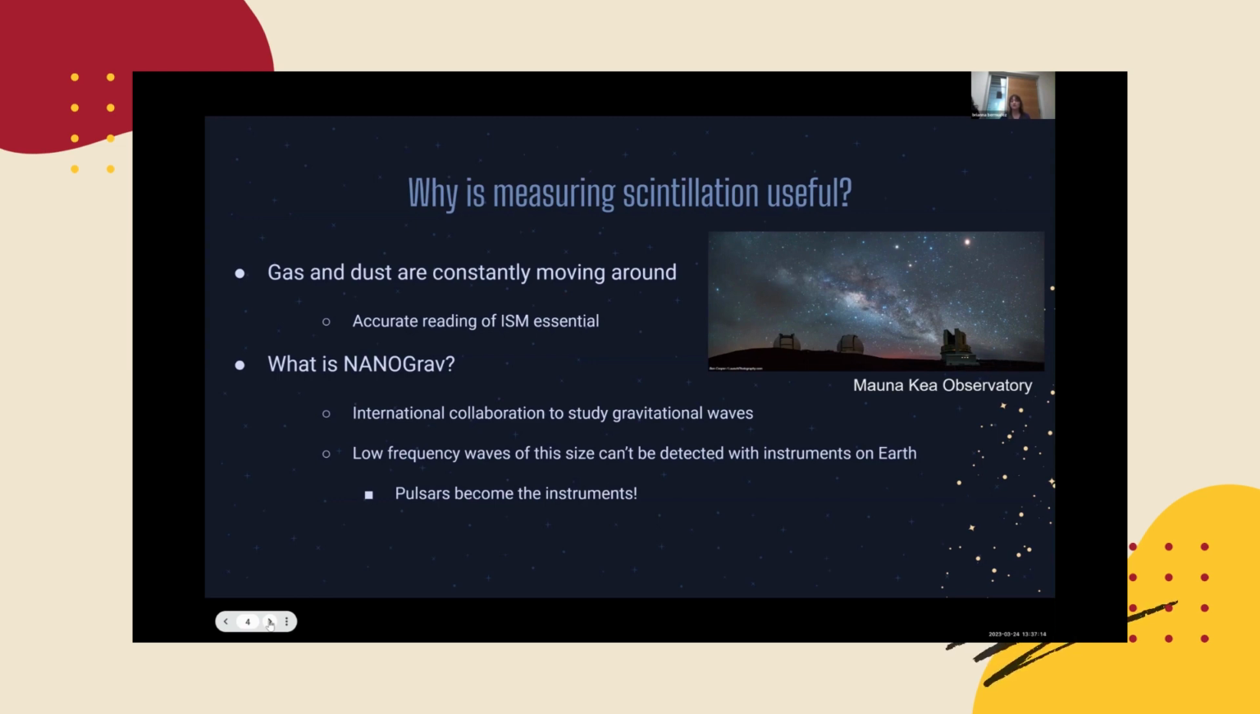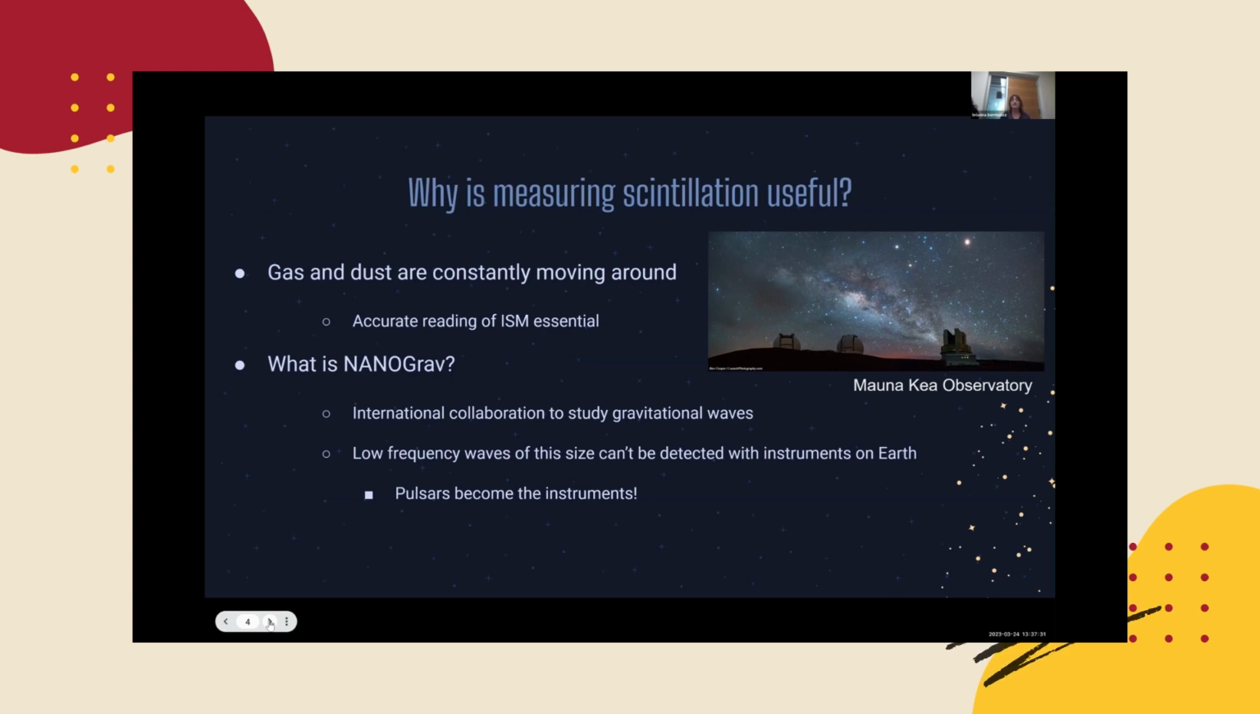These low-frequency waves are too small to be detected with instruments on Earth, so scientists theorize that we can use pulsars as our instruments of measurement. The way this works is that pulsars rotate with extreme regularity, meaning that it's easy to predict when we expect to see a pulse coming in from a pulsar.